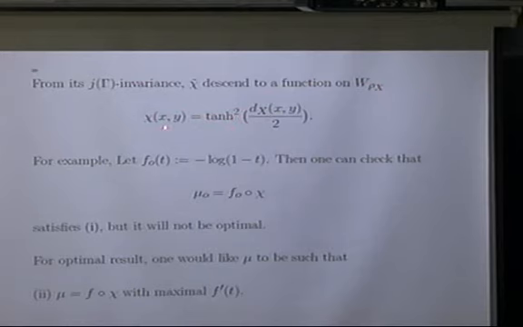So it's just the hyperbolic tangent square of the distance between x and y, over 2. Okay, so for example, using this chi, you can construct a lot of auxiliary functions, auxiliary potentials. You can let, for example, F0 be minus log of 1 minus t, and then you let mu naught be F naught composed with this chi. Then you get a function on WR.